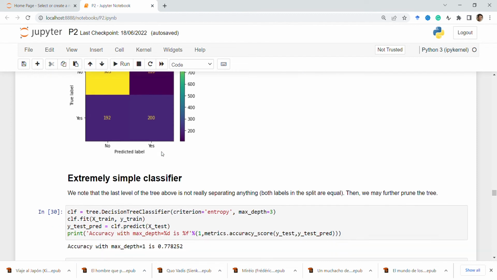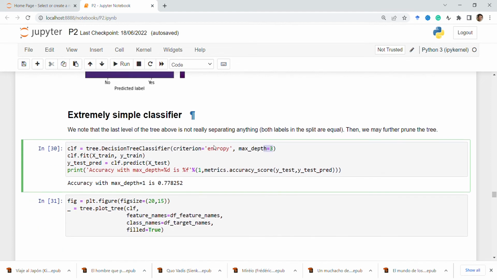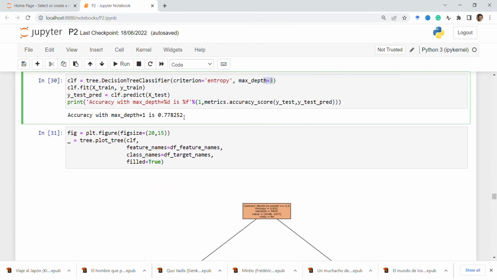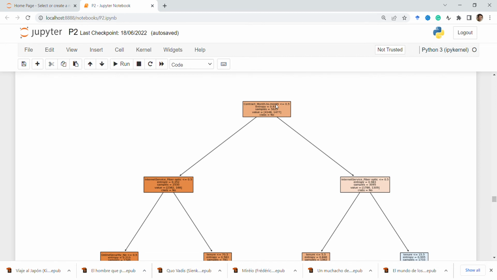And here, because the tree was not easy to see, we will construct a tree with only 3 levels, and now we can see better. And the classification accuracy is 77.8, so only 1 point above the very simple classifier. And here we see the kind of structures that they have.